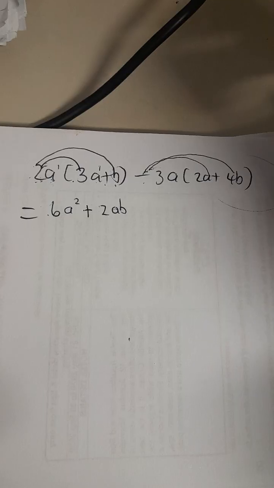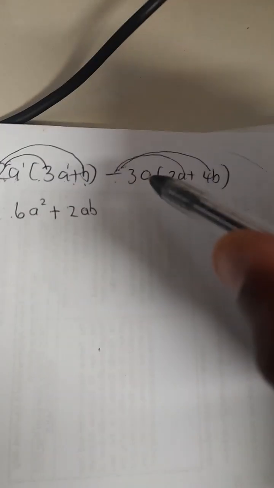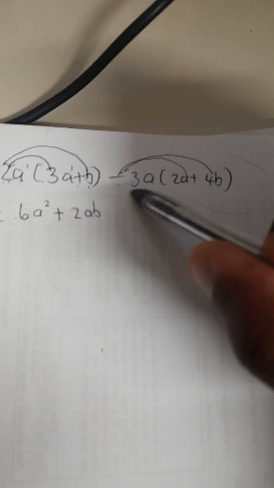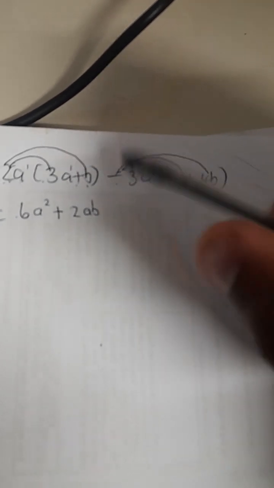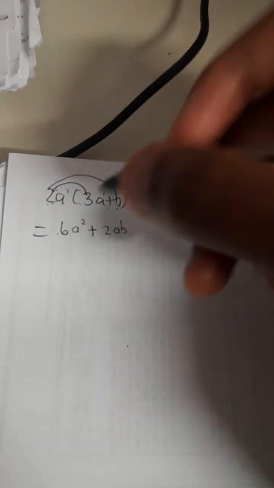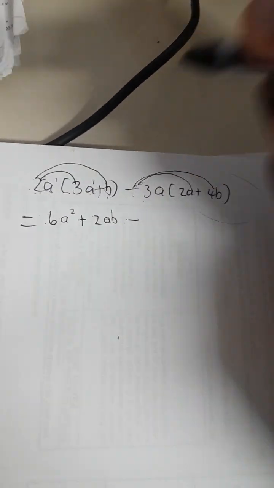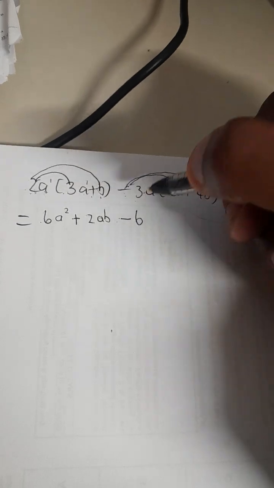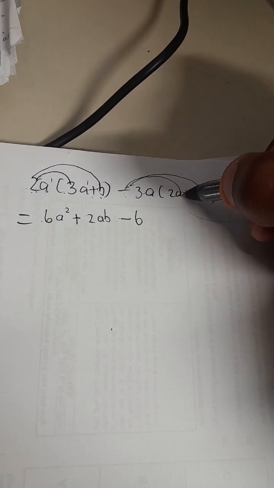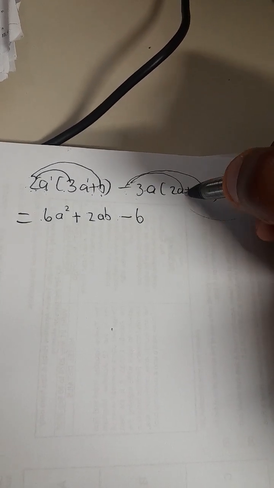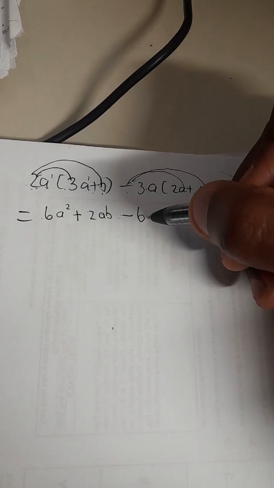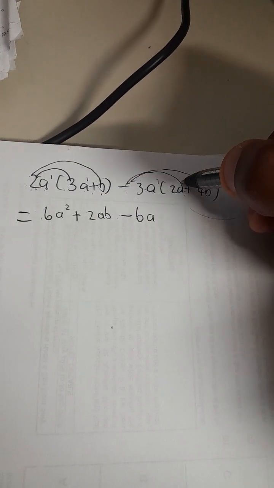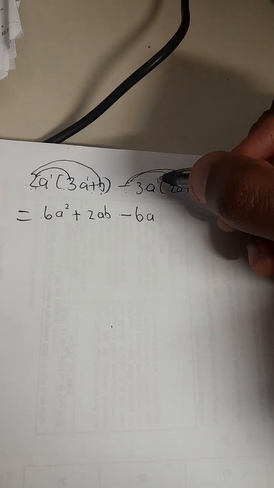Then we look at the distribution of negative 3a into this bracket. Negative times a positive gives us a negative. That's the sign. 3 times 2, the number, gives us 6. Then a times a: whenever we're multiplying the same bases, according to the law of exponents, we keep the base. The exponents are 1 and 1, and we add them, so 1 plus 1 gives us 2.